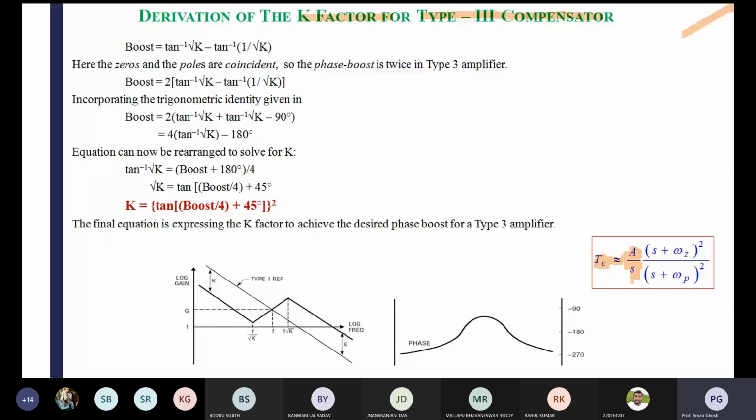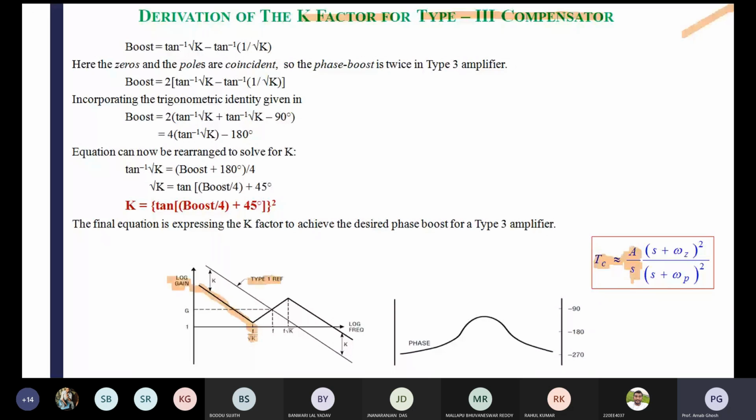In the gain plot, if you refer to your type 1 controller, you can see the gain falls at minus 20 dB per decade, and the phase is minus 90 degrees. And you can see what the zero location is. The zero location is always f by root k. In the type 2 and type 3 controller, the zero location you are considering is f by 2k.